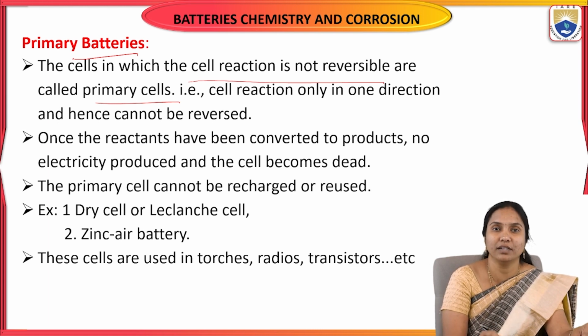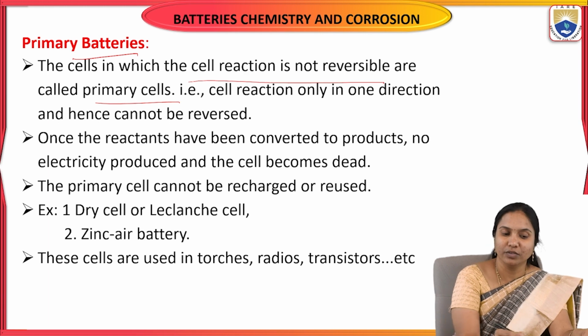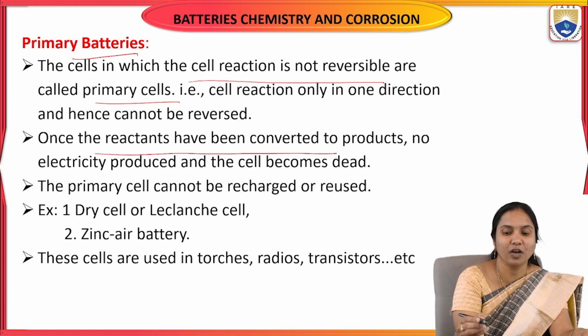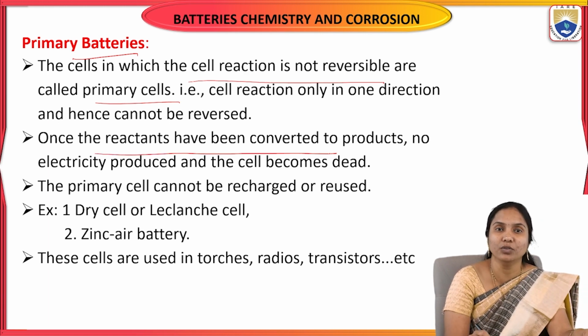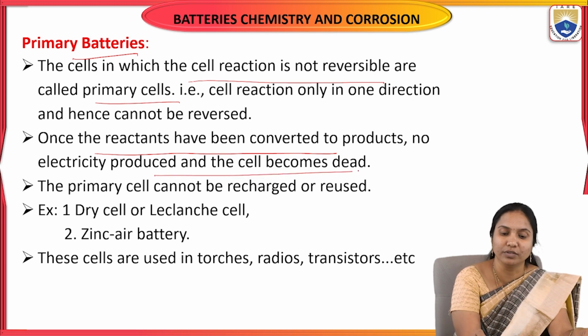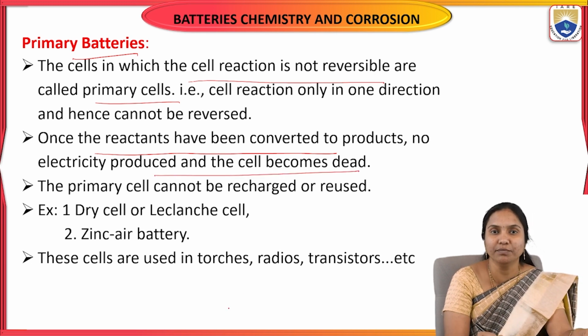Generally they are used in torches, wall clocks, and radios. Once we use these batteries, we cannot recharge them again. It becomes dead. Once the reactants have been converted to products, no electricity is produced, so the cell becomes dead. Just use-and-throw batteries.